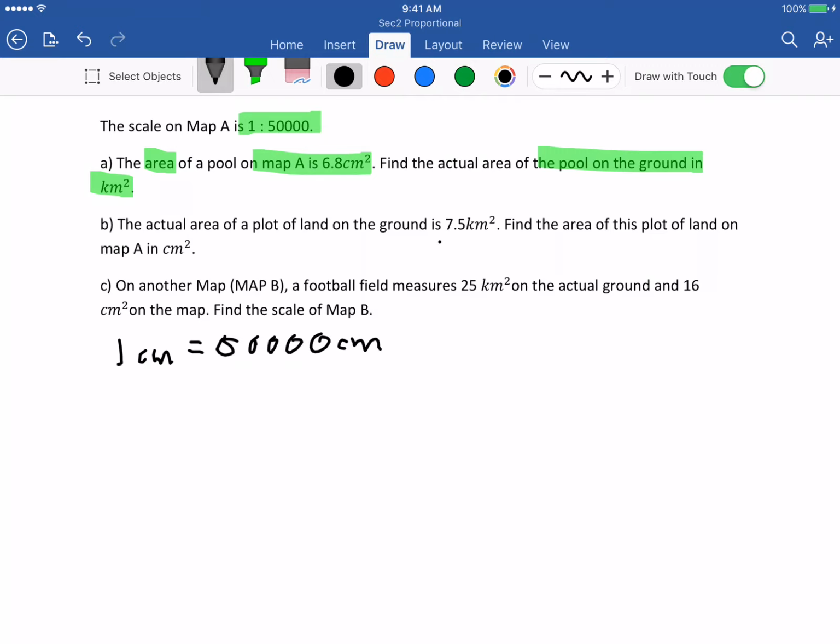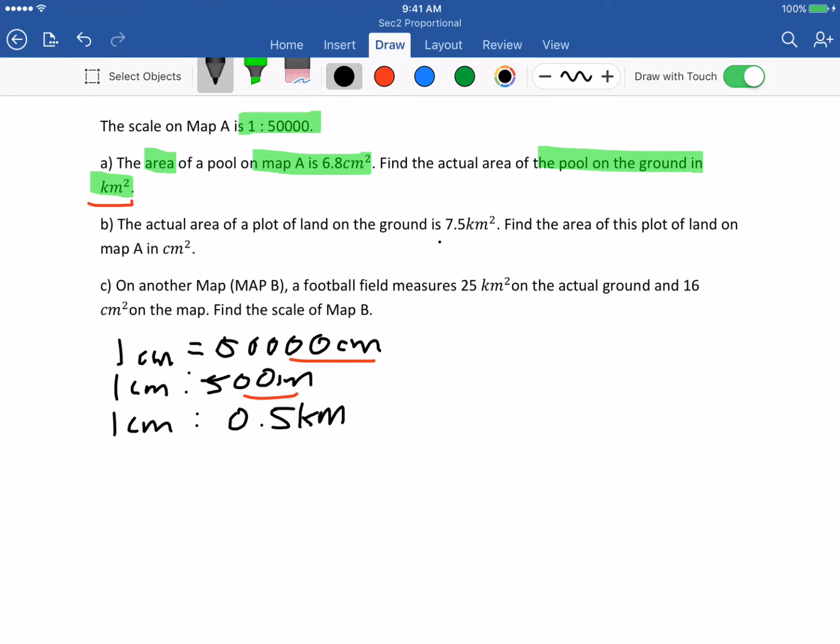cm. Okay, the question says the area of the pool is 6.8 cm square. Find the actual area in terms of what? Kilometer square. So this is what you need to do. If I were you, I change this to kilometers first. So write 1 cm is to 500 meters. Next step, you change this to what? Km. So write 1 cm is to 0.5 km.